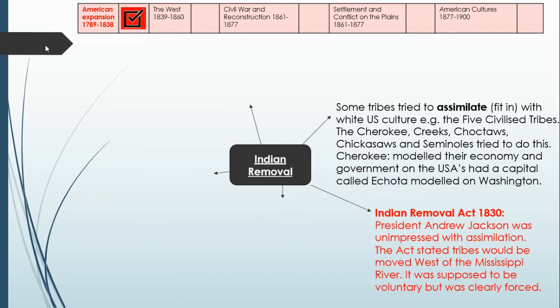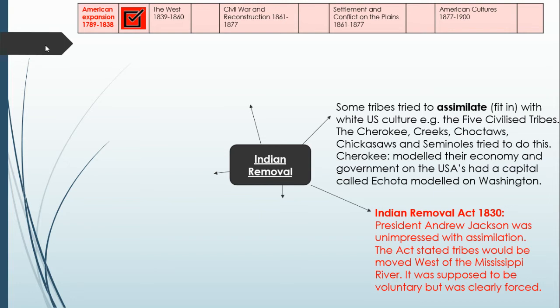Unfortunately, in 1830, President Andrew Jackson does not agree with this policy of assimilation. He doesn't like the natives. He doesn't want to get on with them. He just simply wants white Americans to dominate any land that they have claimed or that they can claim. So part of the Indian Removal Act stated that tribes would be moved west of the Mississippi River. So any tribes that were east of the Mississippi River would simply be removed, would be pushed west. It was supposed to be voluntary, but it was clearly very forced.